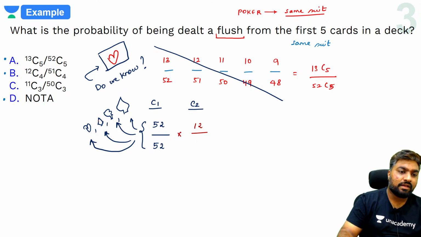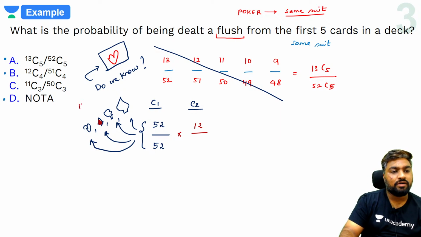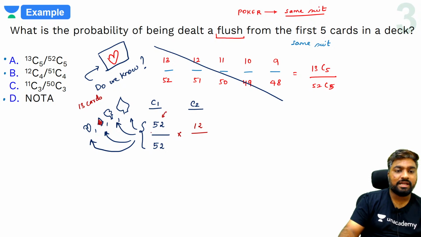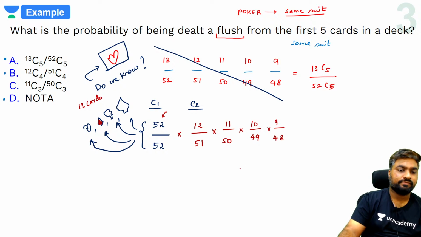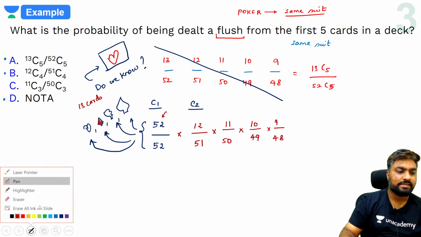Let's say the first card is diamonds, right? So out of 13 cards, you already have one card picked here. तो बाकी कितने बचते हैं? How many remaining? 12 cards out of 51. In the next case, you have 11 cards out of 50 because दो कार्ड निकाल लिए. Then 10 cards out of 49, and 9 cards out of 48. Are you understanding this, guys?